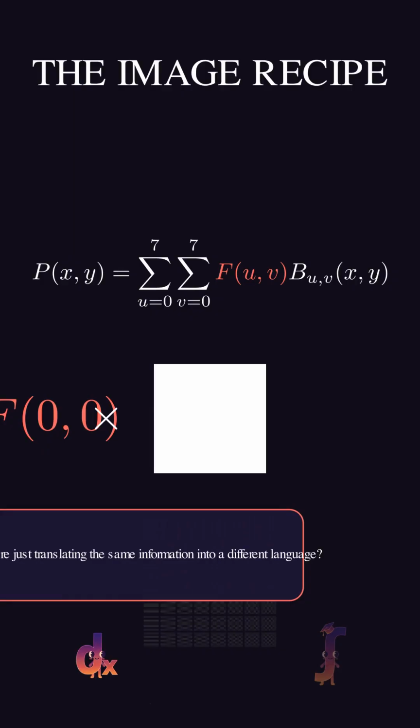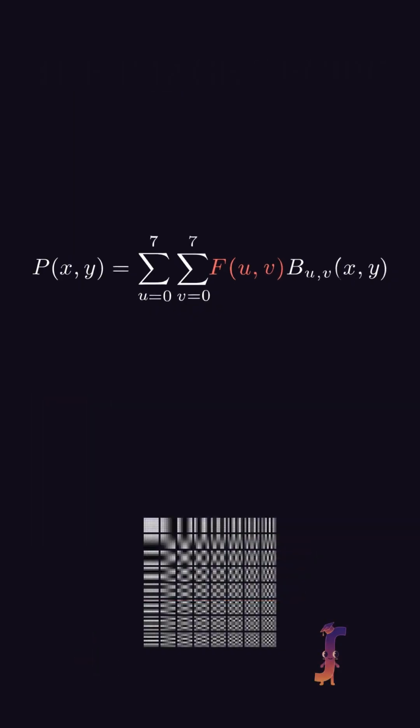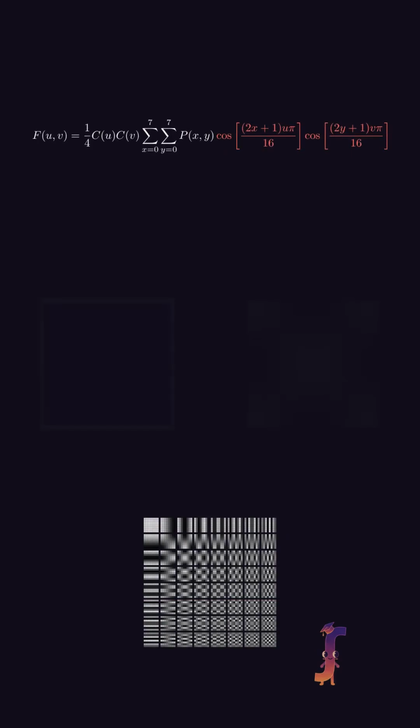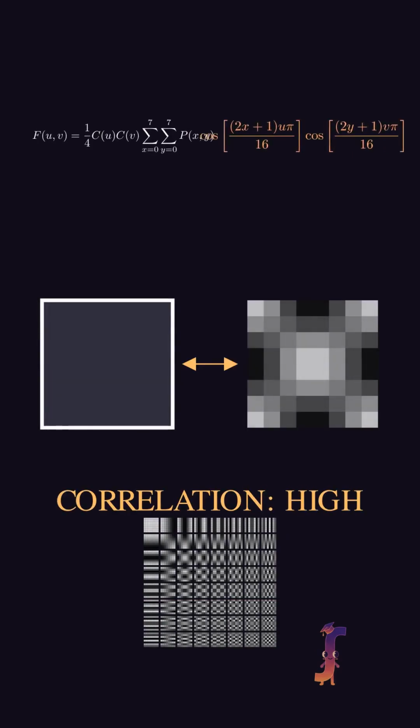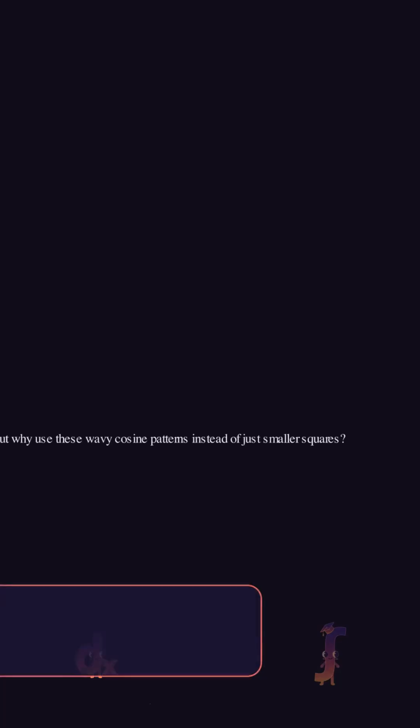So we're just translating the same information into a different language? The Discrete Cosine Transform formula calculates these weights. It compares the image block to each pattern. If a pattern matches the image's texture, its coefficient is large. If not, it's near 0. But why use these wavy cosine patterns instead of just smaller squares?